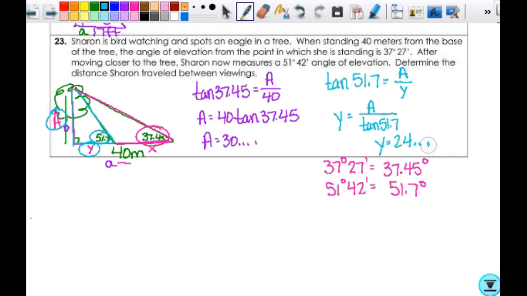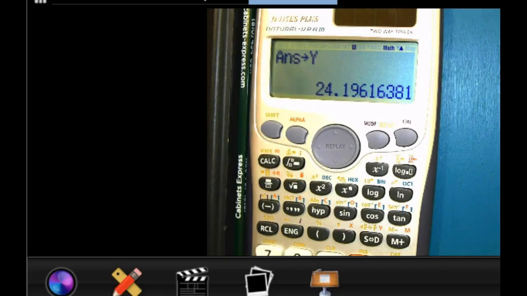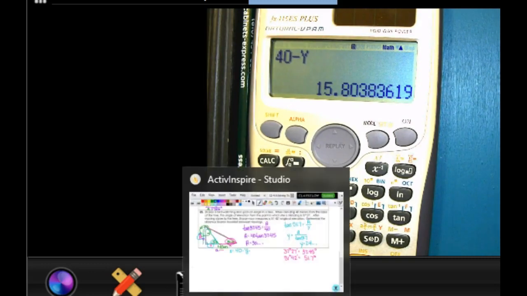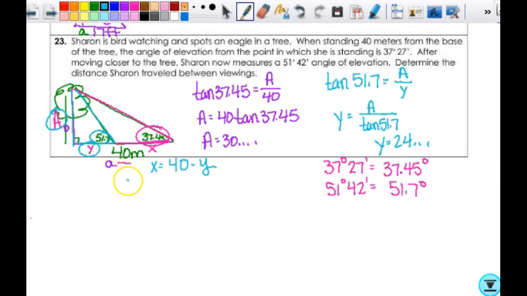What I want is 40 minus y, right? I'm looking for x. X is equal to 40 minus y. So if I do that, I can just do 40 minus recall y, and I get 15.804. So 15.8, I'm going to write down before I forget, 15.804.